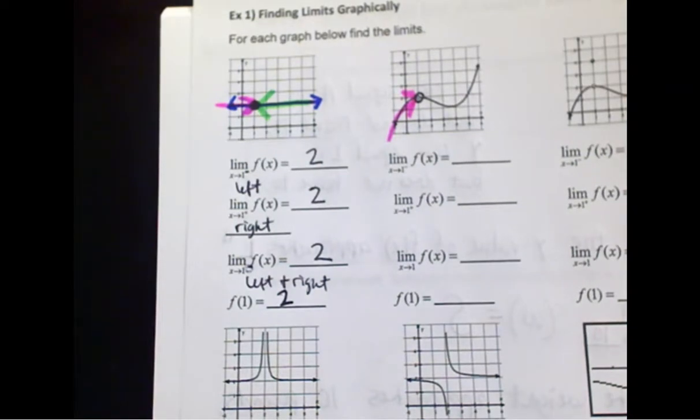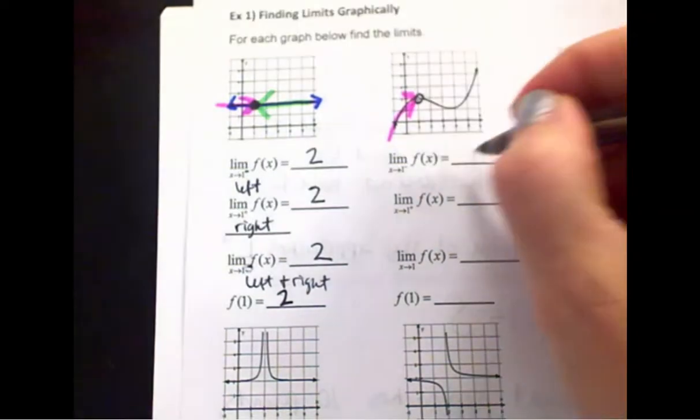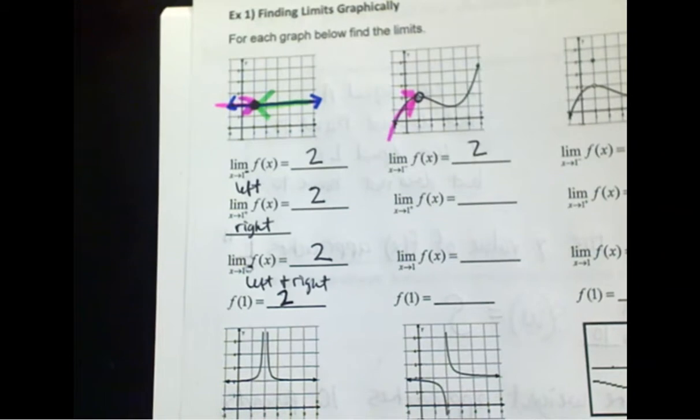What is the y value you're pointing at, right? Approaching. No, what y value are you pointing at? Not what's there. 2. It's not equals. It's what are you pointing at when you get there, regardless of what's actually there.